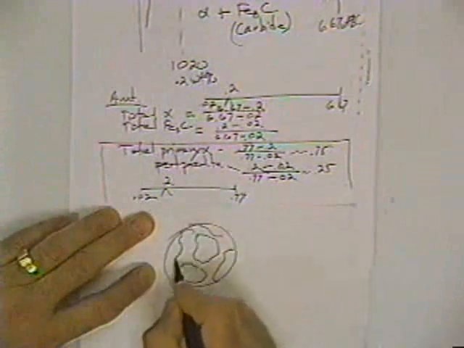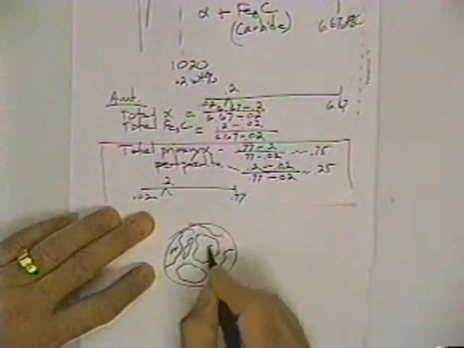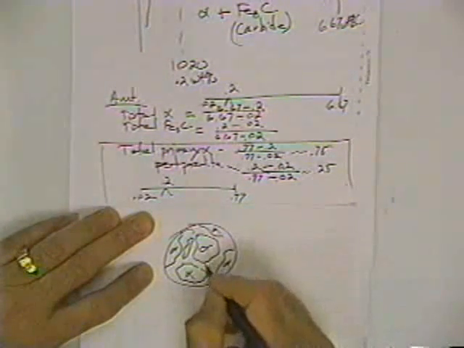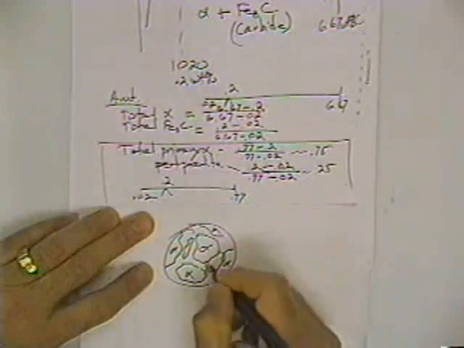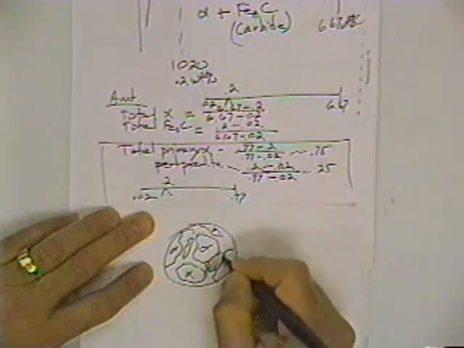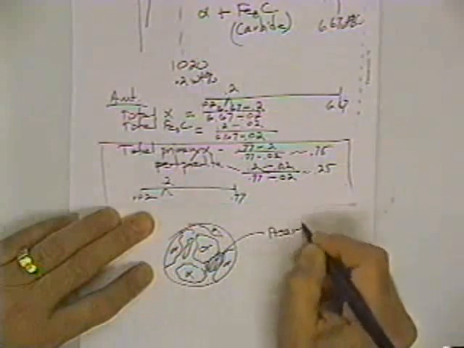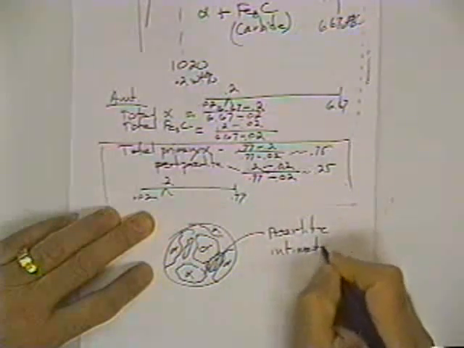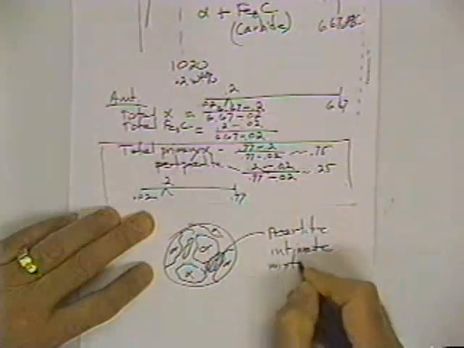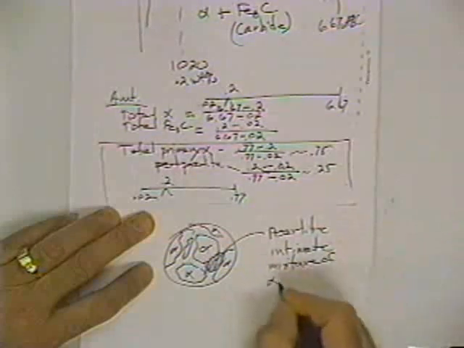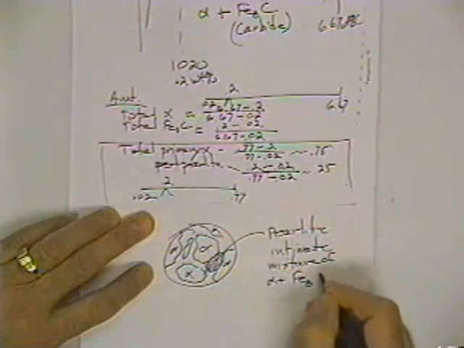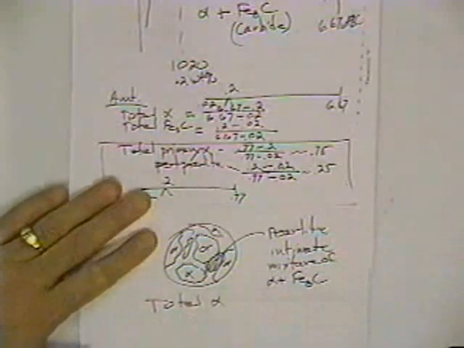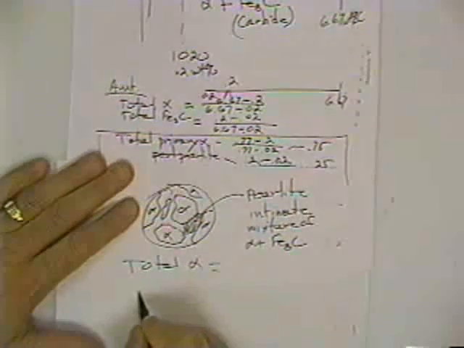75% primary alpha. Alpha is body-centered cubic iron called ferrite. And then 25% of the regions are going to be this perlite. And perlite is an intimate mixture of alpha plus Fe3C. So the total alpha is going to equal what?